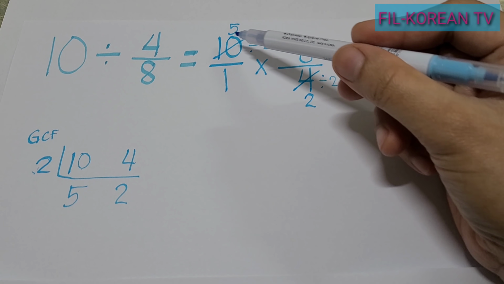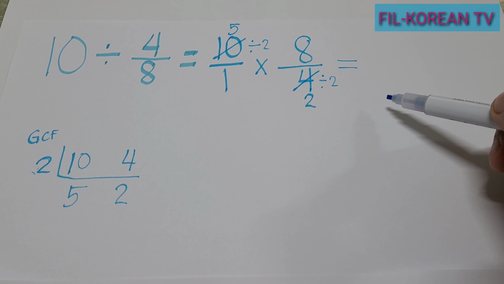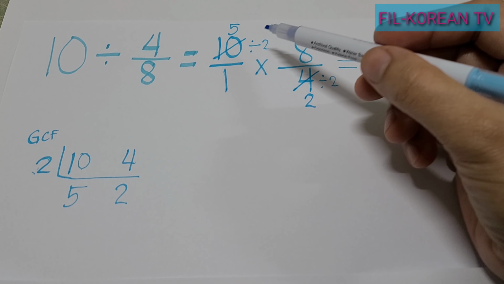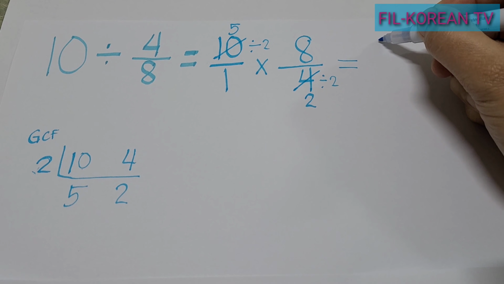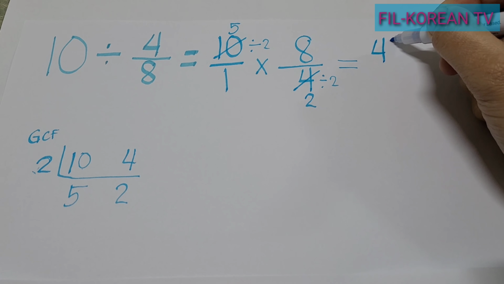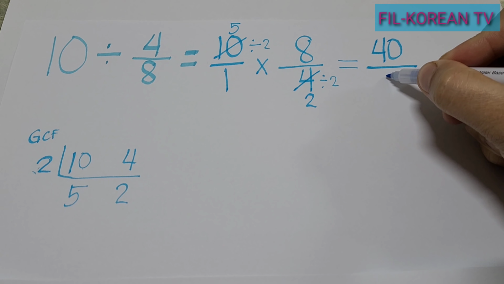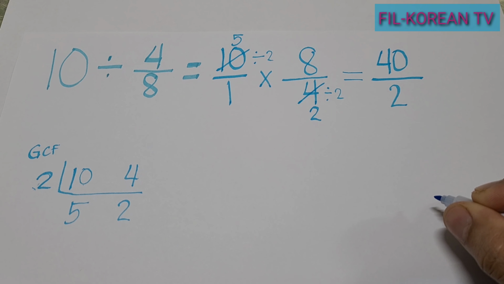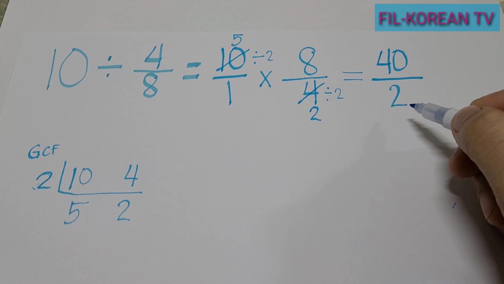Next step, multiply the numerators, multiply the denominators. Dahil gumamit tayo ng cancellation, mababang number na lang ang i-multiply natin. So, 5 times 8 equals 40. And then, 1 times 2 equals 2. The answer is 40 over 2. Improper fraction.